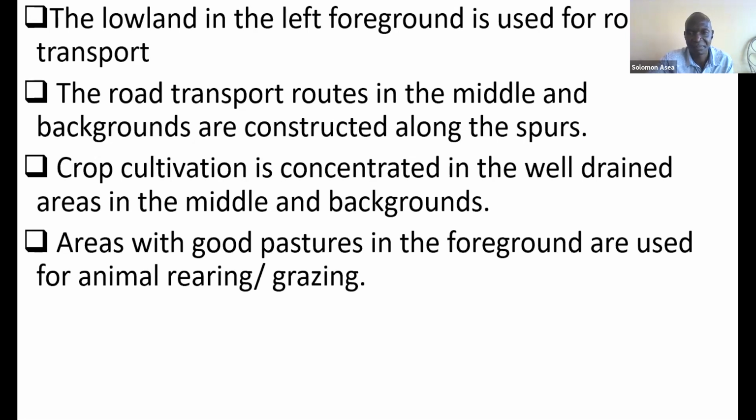I'm not understanding the relationship between physical factors and human factors. Okay, Mr. Asea, before you respond, we do have some students. The last one was breaking up. She said she does not understand the relationship between physical factors and human factors.